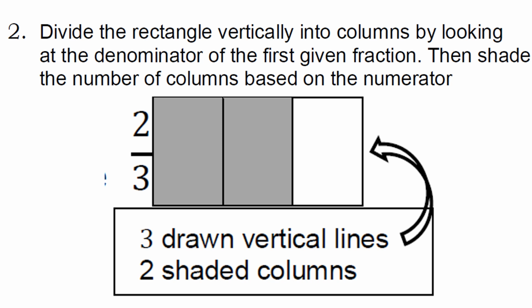Ngayon, titingnan natin ang numerator. Ang sabi ng numerator ay 2. Ang ibig sabihin yan ay yan yung bilang na kailangan nating i-shade sa rectangle. Ang sabi niya, 2. Kaya't 2 parte ng rectangle ang kailangan nating i-shade.